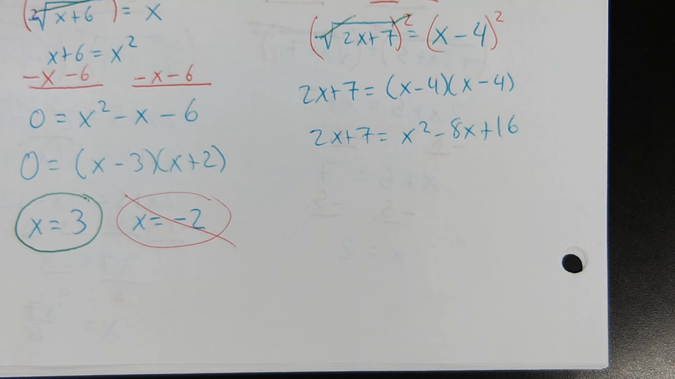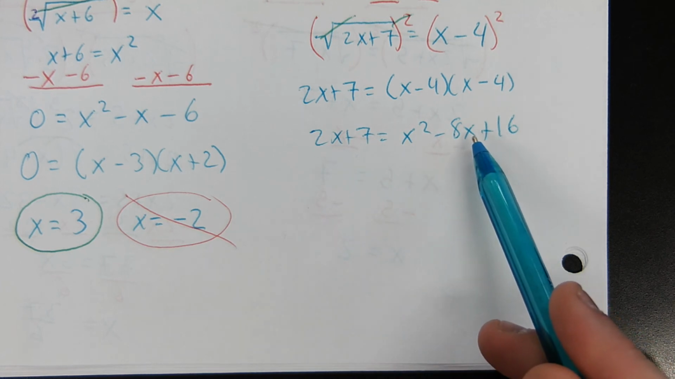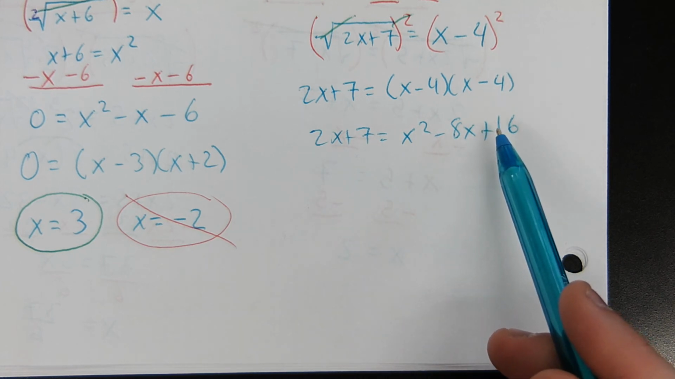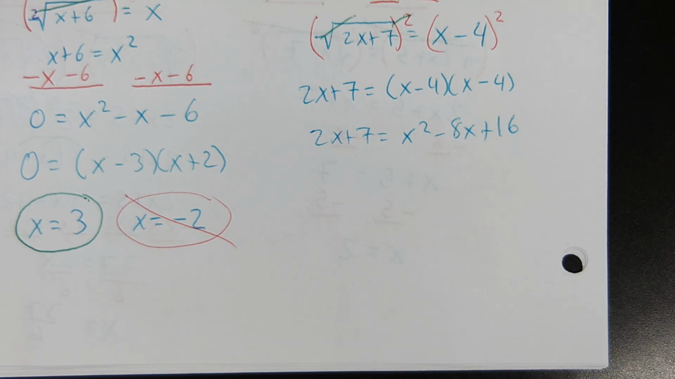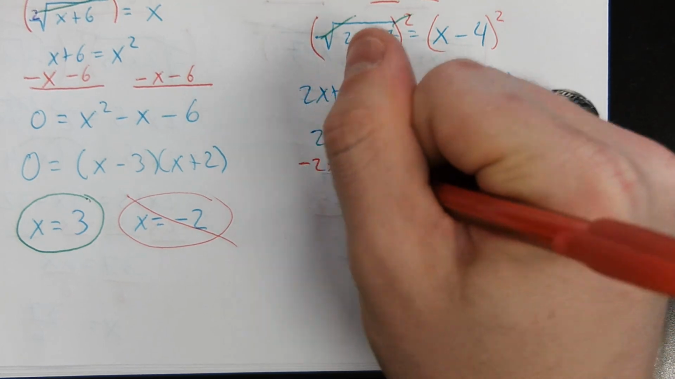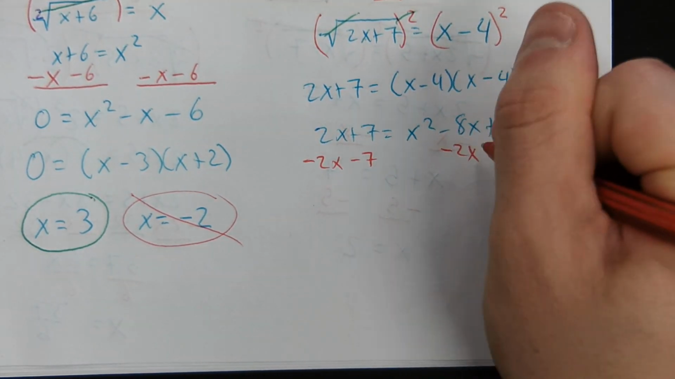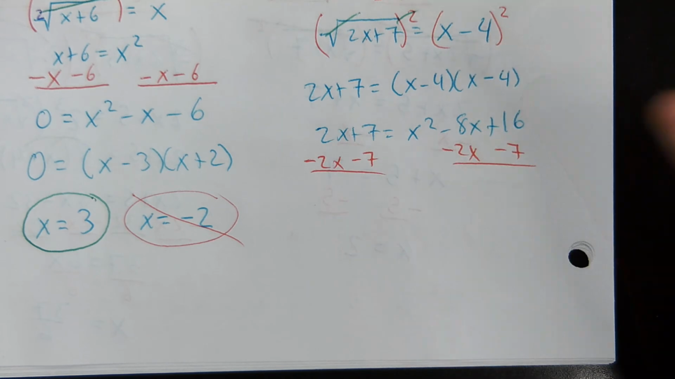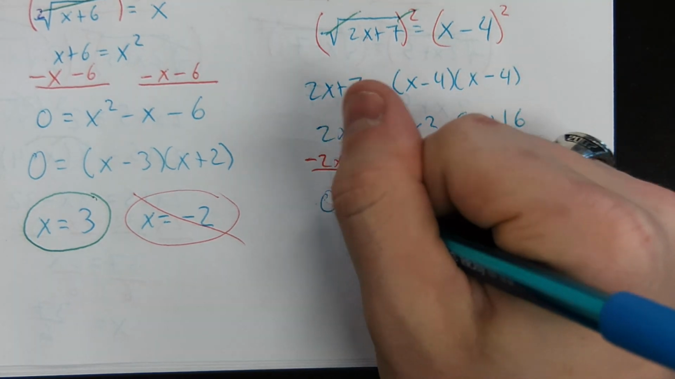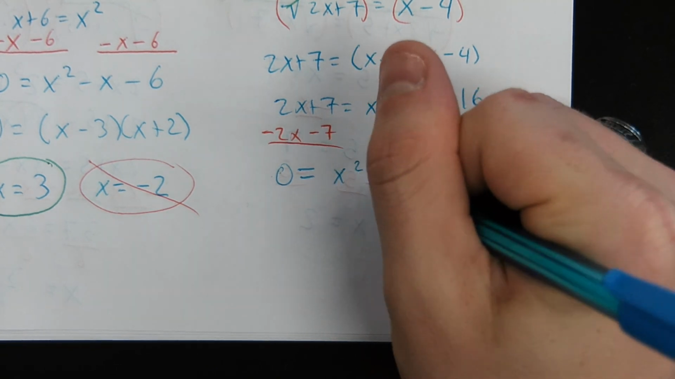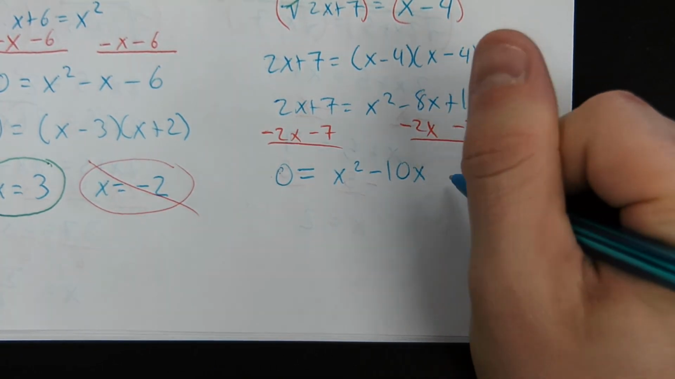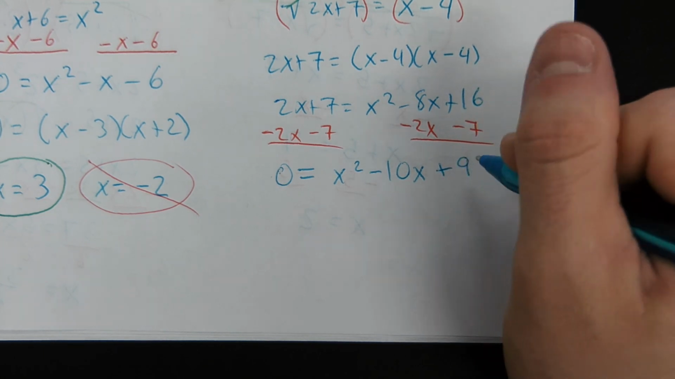Well, yes, you said it a little bit backwards, but yeah. What Lewis was saying was we need to get all of this stuff to the left, and because we have x's and x squareds, factoring is our thing. We're going to have to move these two this way and then factor. Subtract 2x, subtract 7, subtract 2x, subtract 7. 0 equals x squared minus 10x plus 9.